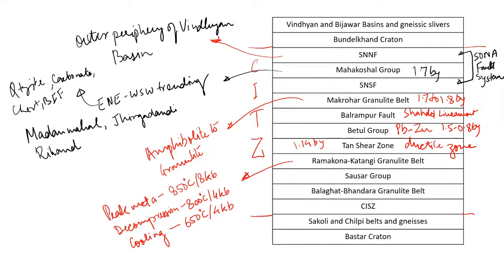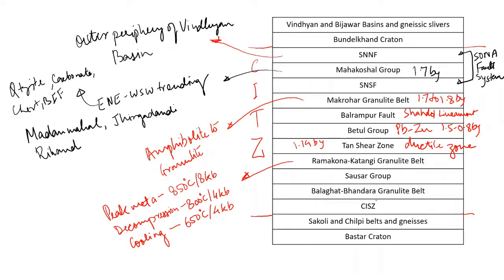Next comes the Saucer supracrustal belt. It is an arcuate fold belt. It is surrounded by Tirodi gneisses and is separated from Bethul Belt in the north by the Shear Zone and from Bastar Craton in the south by the Central Indian Tectonic Zone.